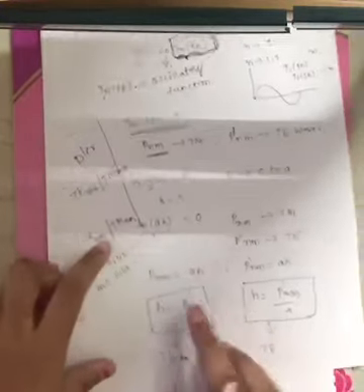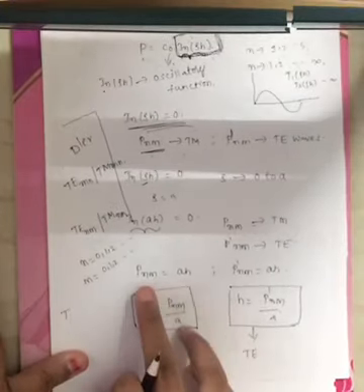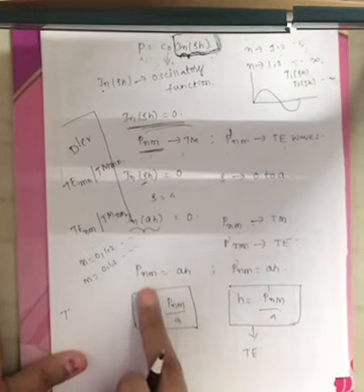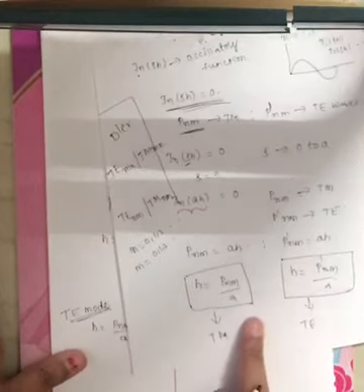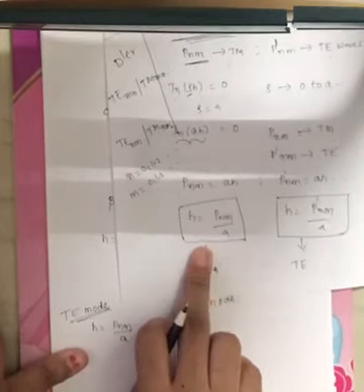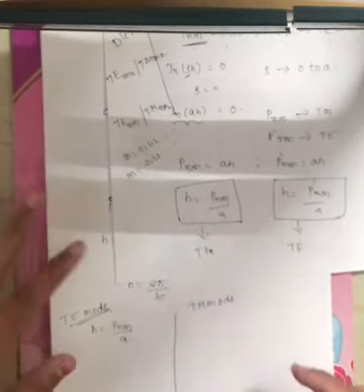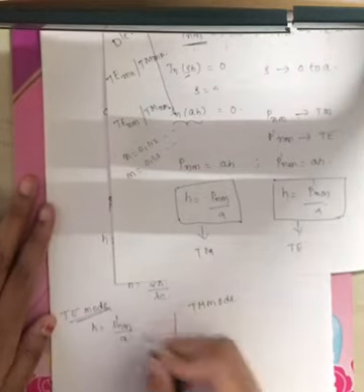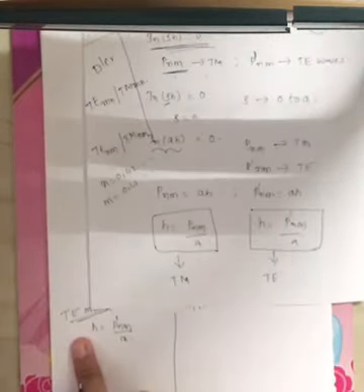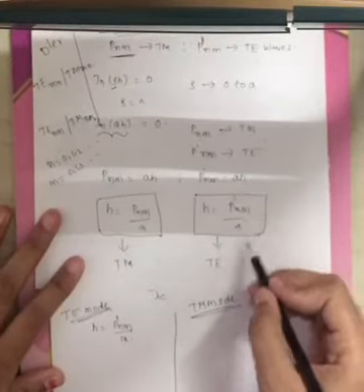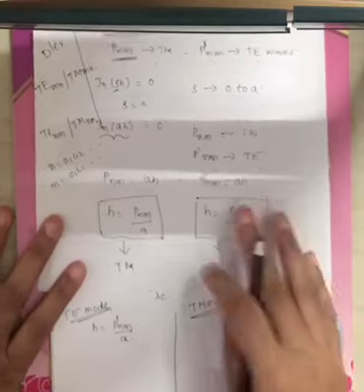Now let me see this. P nm equals the roots of the nth order Bessel function, that is Jn of rho h. You will get an infinite number of roots. Those roots I am representing as P dash nm for TE mode of propagation and P nm for TM mode of propagation. Here you'll get P dash nm. For TE mode of propagation, h value is nothing but P dash nm.